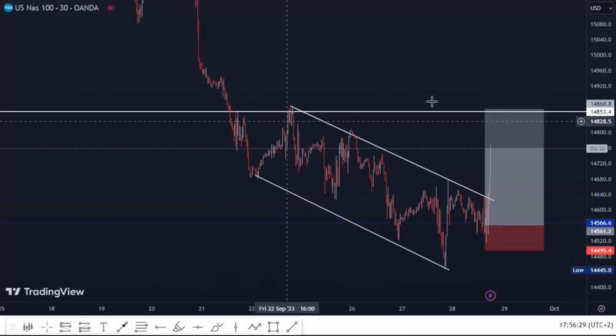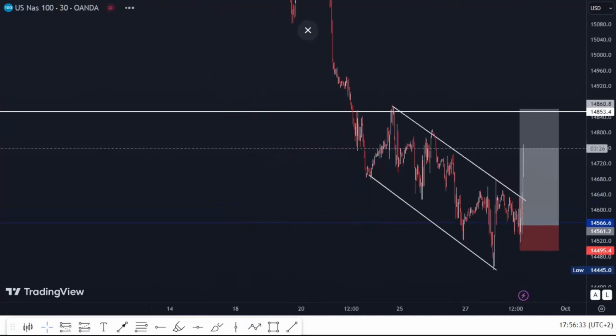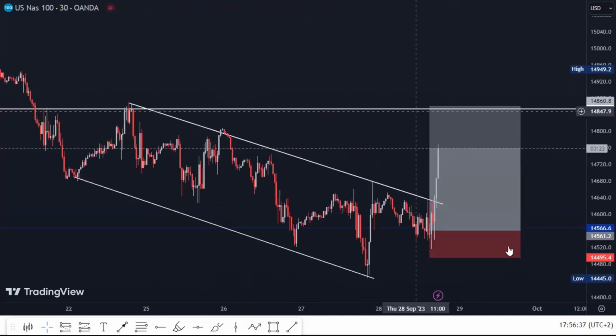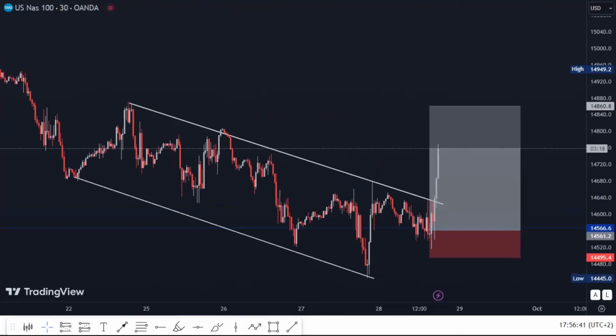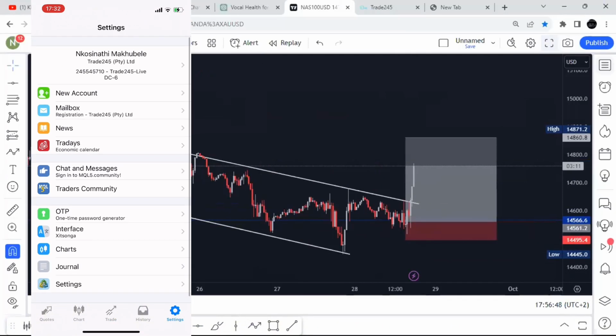And if it takes this point out and then continues buying, it means we're going to be looking for more buying opportunities on Nasdaq. So yeah, this was how I took buying opportunities on Nasdaq, and then we made 6K profits.